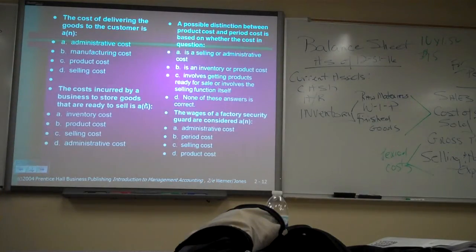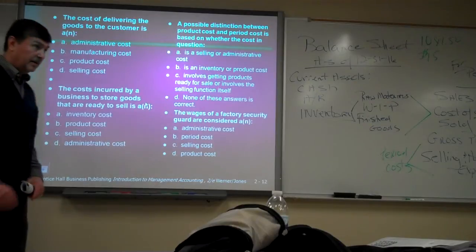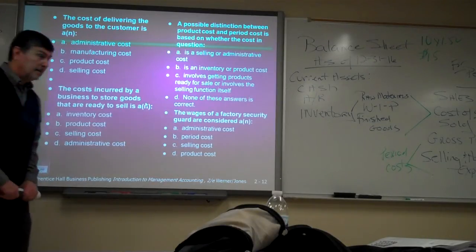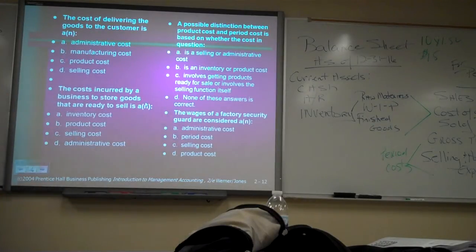So WIP, work in progress, is direct labor, direct materials, and overhead. Exactly. Security guard of your facility is considered overhead. Exactly. Because we need them, but they don't work directly on the product. They're not working on the product. So what if it was the wages of a factory line worker? What do you think? They work on the product. So it would be direct labor. Direct labor. So that's still a product cost.